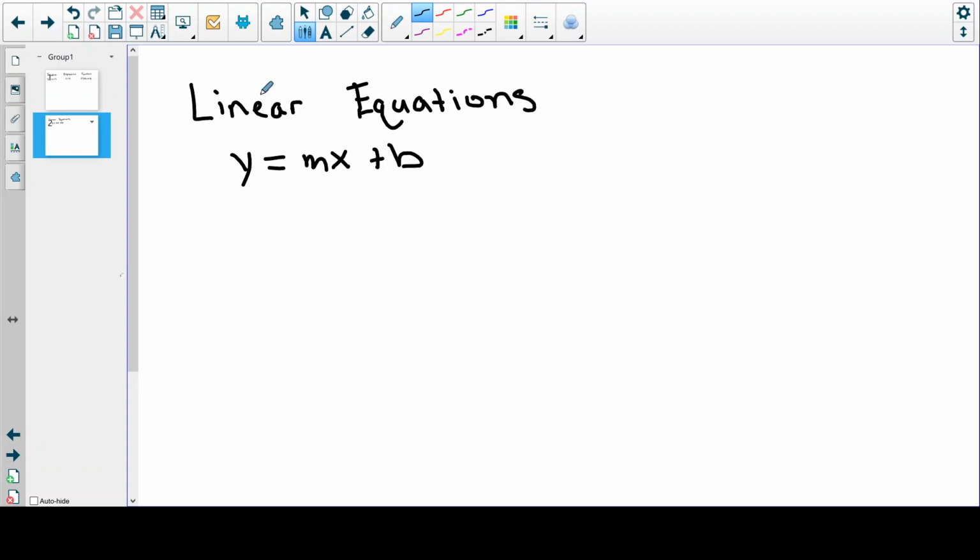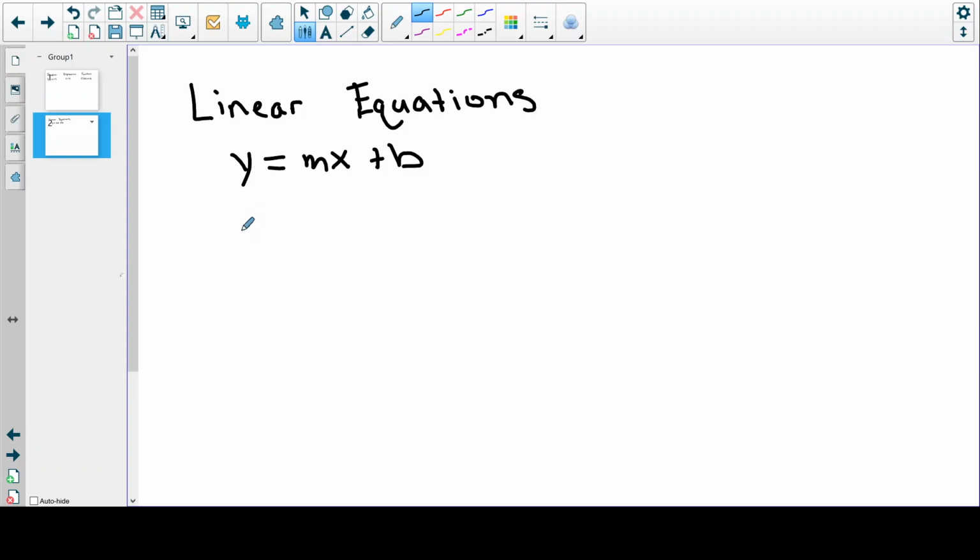Today I want to cover linear equations and what that means. What's the difference between a linear equation and something like a quadratic equation? As you can see right here, I have a generic form of a linear equation, which is y equals mx plus b. Remember, this is pretty important and it will come up later in math.